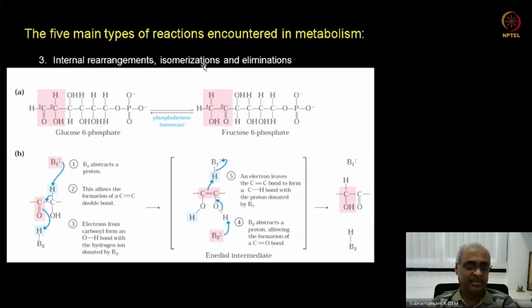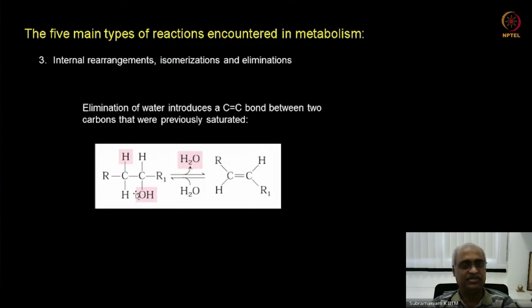The third variety that comes from internal rearrangement usually is an elimination, and that elimination is shown here. A good example is enolase, which is involved in the phosphoenolpyruvate reaction. We will see that when we go to glycolysis, and most of these mechanisms will become thoroughly grounded in our minds. Here a water molecule elimination leads to a double bond formation. So this is another common type of internal rearrangement.